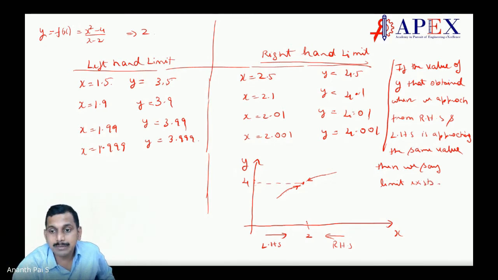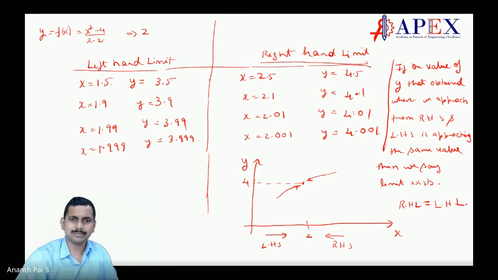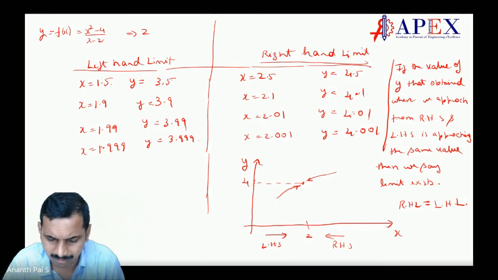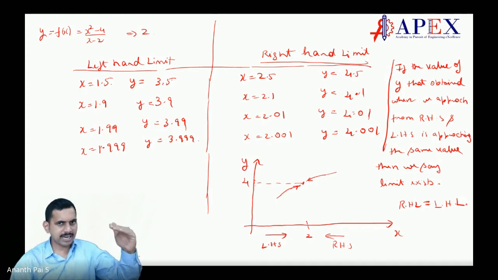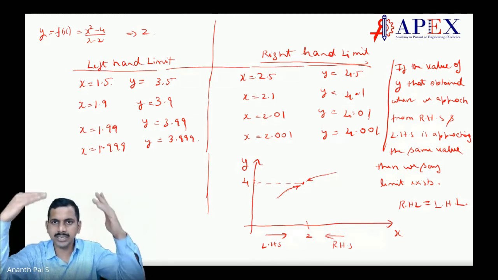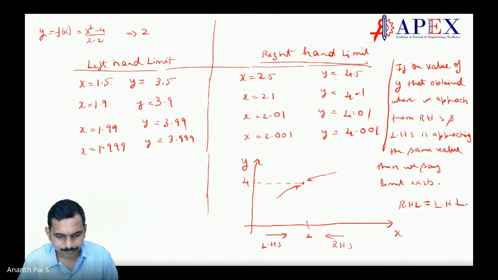What does that mean? For limit to exist, right hand limit should be equal to left hand limit. If that does not happen, limit does not exist. Simple and straight. Make sense? Basic thing. So left hand limit should be equal to right hand limit. Then limit exists. If it does not happen, limit does not exist. Let us take an example and see.